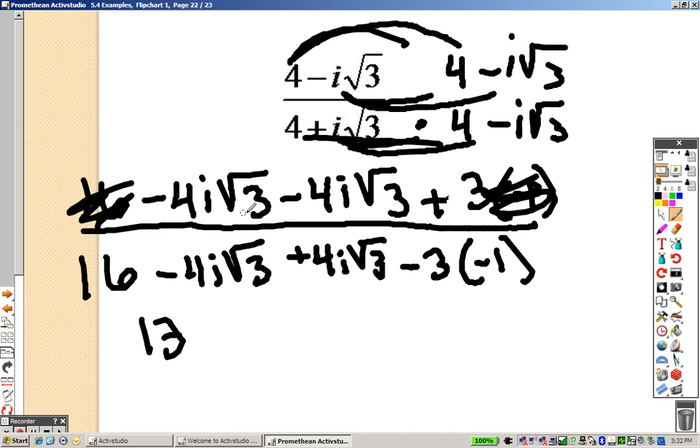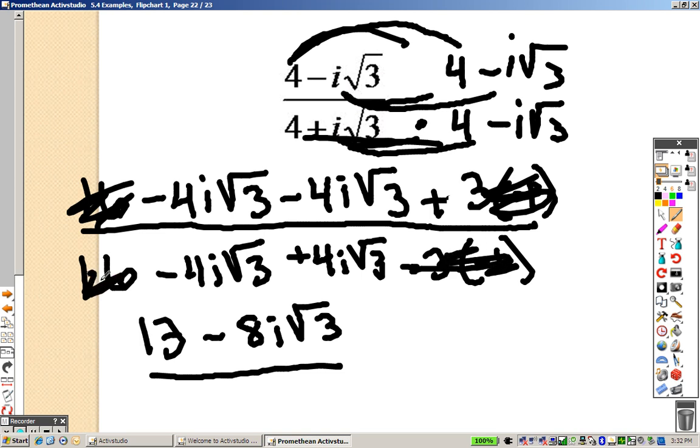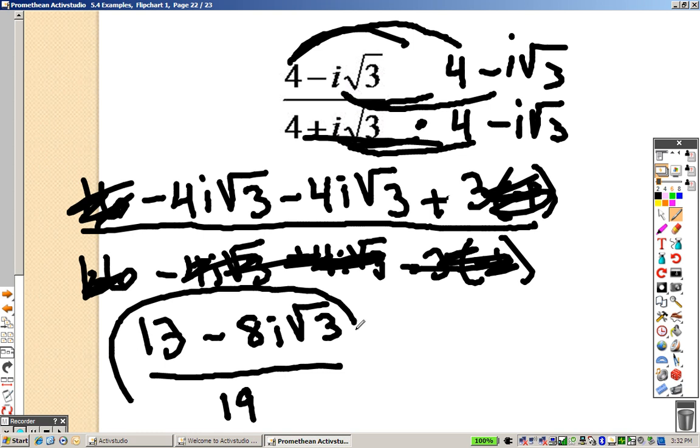And negative 4i root 3 and negative 4i root 3 is negative 8i root 3. On the bottom, 16, and that's a positive 3, so that's 19. Negative 4i root 3's and positive 4i root 3's cancel, and there is your final answer. No problem.